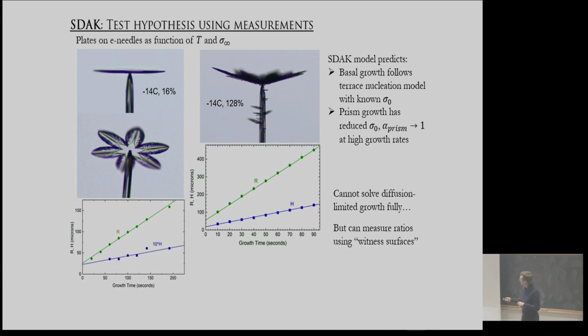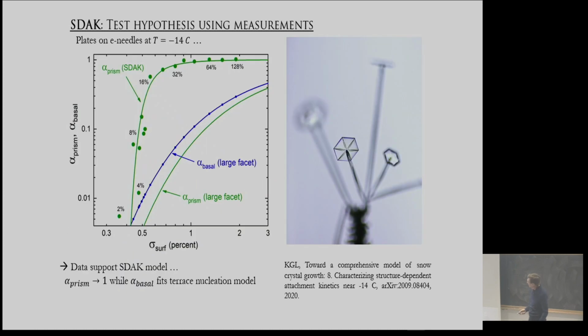So we're going to assume that the basal facet is normal terrace nucleation, and we're going to measure the prism facet. It's just looking at ratios. And you get something like this. So here we're looking at these plates. The basal growth, we just measure the basal growth, and we say it's going to fall on this line. That's the terrace nucleation model. I smoothed it out a little bit. And so we just put those points on there. That allows us to measure indirectly the surface supersaturation.